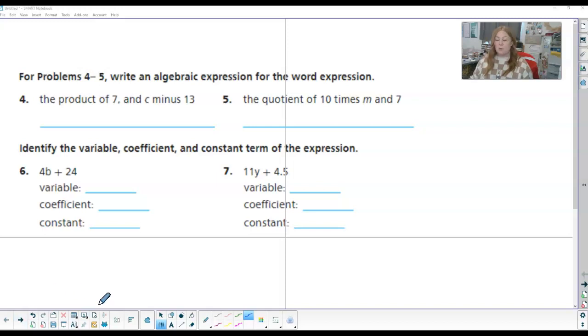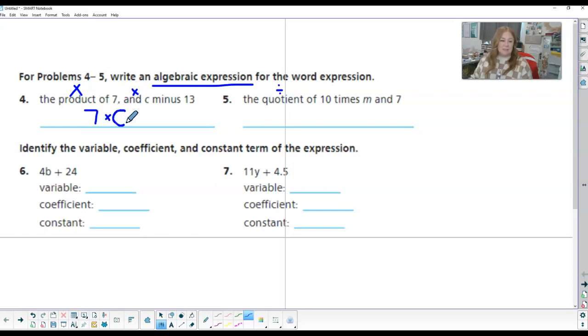Okay, for our 8.3 homework, I'm going to do a couple problems with you and I'm going to have you try some on your own. So remember, we're writing an algebraic expression for what does this look like in math terms. So product means times, quotient means divide. So we want the product of 7 and this. So we're going to take 7 and we're going to times it by c.